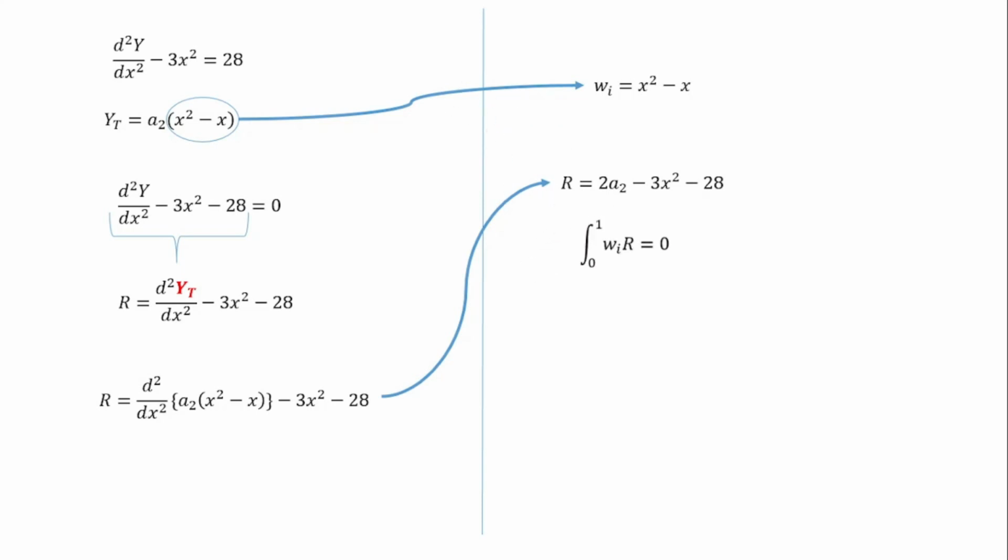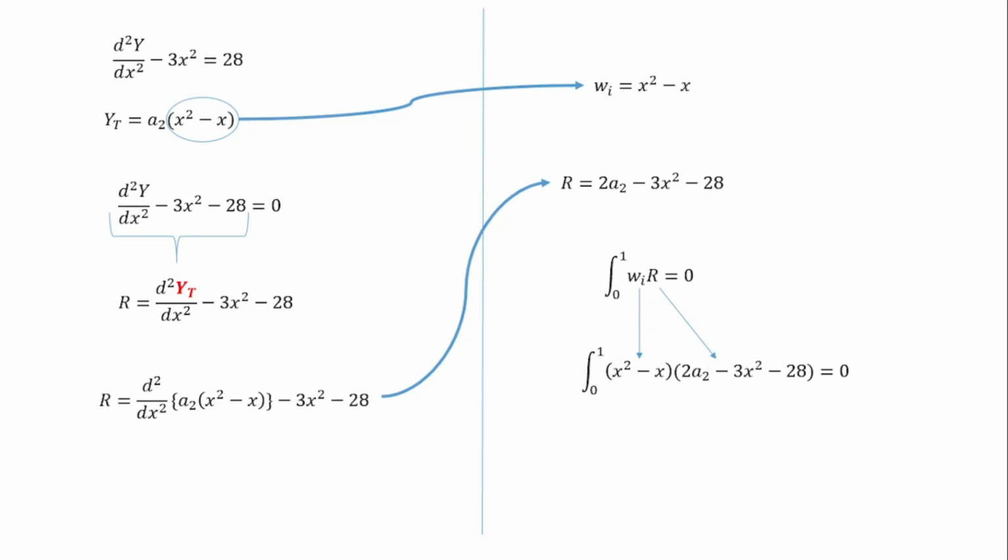Once this is done, the next thing, you can go back to your Galerkin formulation and solve your problem to find the unknown. Remember, Galerkin formulation, wi times r integrated within the bounds. For this case, our bounds or boundary conditions are 0 and 1. We already have our weight, we have our r, so if you put all those things into an equation, this is what we are likely to get. We know our weight, x squared minus x. We know our r, 2a2 minus 3x squared minus 28.